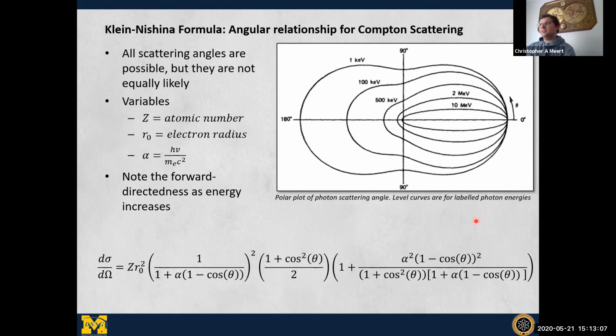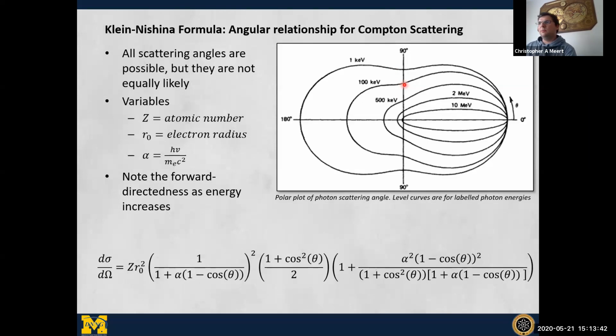This polar plot should help explain that. It shows these level curves, and because it's a polar plot, the radius is proportional to the likelihood of scattering in a specific direction. Say a 1 keV photon interacts with the electron and scatters at 90 degrees; this point would be qualitatively the likelihood of that event occurring. And if you had 100 keV scattering at 90 degrees, that'd be this point.